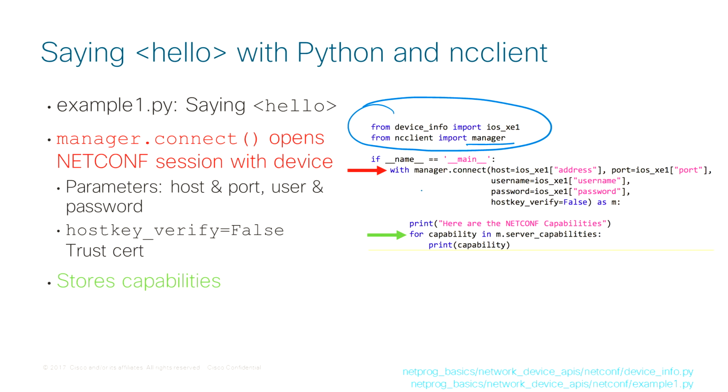With my connection to my router open, what I want to do in this example is actually take a look at the different capabilities that are available. So down here with the green arrow, we can see that we're actually looping over m.server_capabilities and printing out each capability that's in the list. This gives us the ability to actually look at all of the different data models that are in there. Let's take a look at what this example looks like in real life.